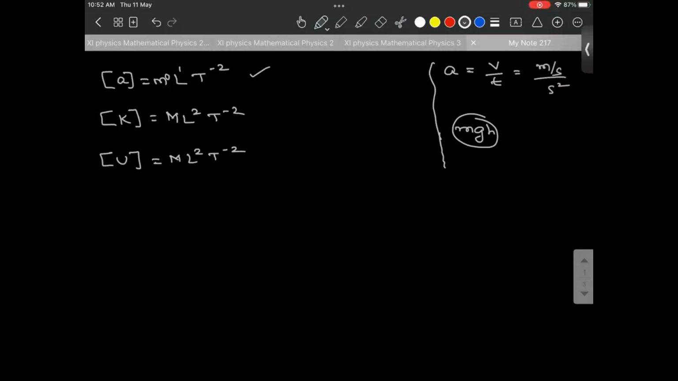Energy is the capacity to do work. Okay. So find the dimensional formula of work done. Work done is force into displacement into cos theta. Cos theta has no dimension. Sir, so every energy has ML2 T minus 2. Okay. It's fixed.